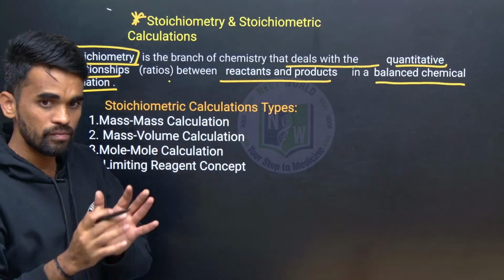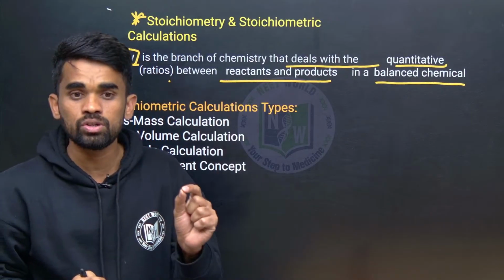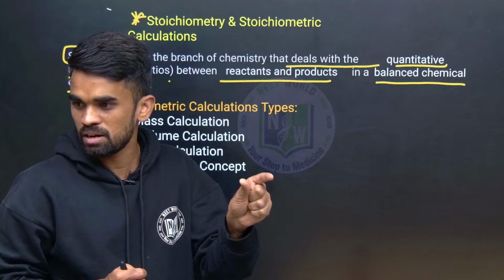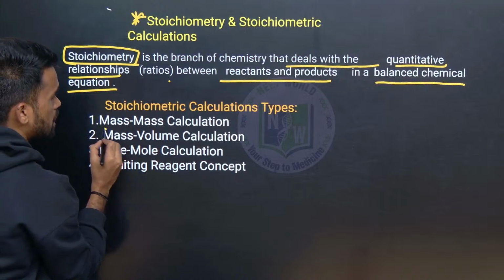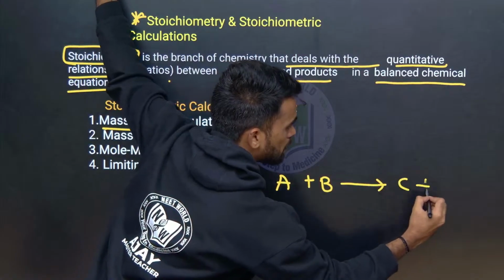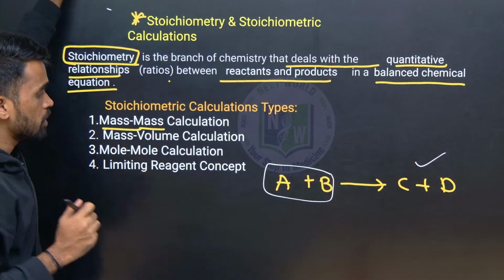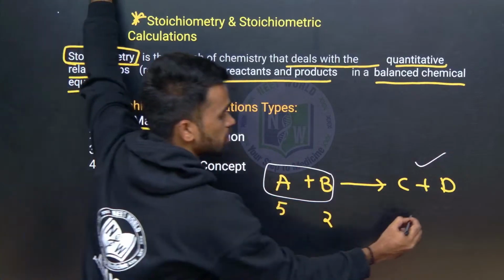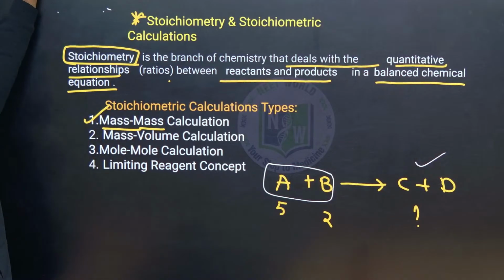In order to use this method, what is the main criterion? We need to write the symbolic chemical equation and balance it by following the law of conservation of mass. Using this we can calculate the mass-mass relation. For example, A plus B giving rise to C plus D, the products formed from combination of these reactants. If I take 5 grams of A and 2 grams of B, how many grams of C is formed? That is the mass-mass ratio calculation.